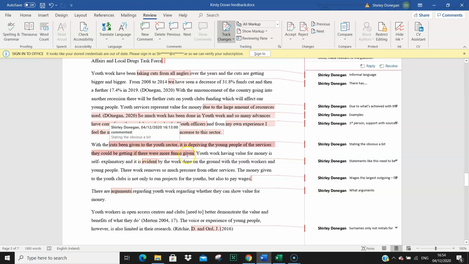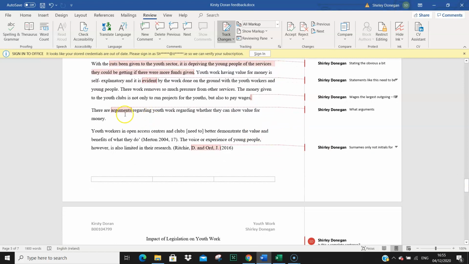So it's stating the obvious a little bit. Again, if we're saying it's evident, then we need to support that with examples and explain what we mean. Wages here are probably the largest outgoing of any youth project, far more than programme costs, which goes directly to young people. Wages are a large amount of the funding. You say here there are arguments, but what arguments? So if you're going to put a statement in like that, then qualify it and explain what it is that you mean.